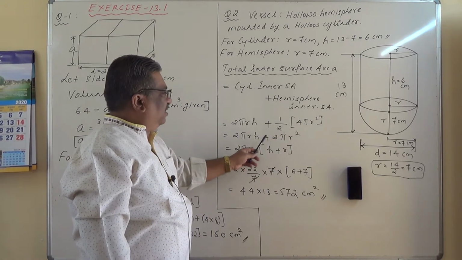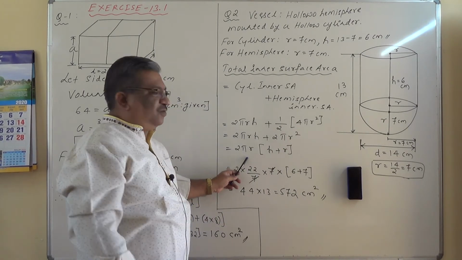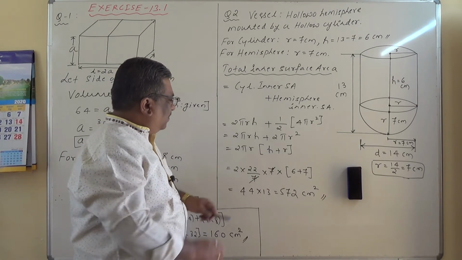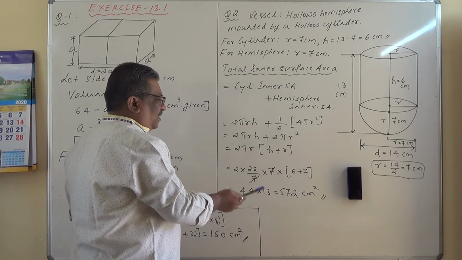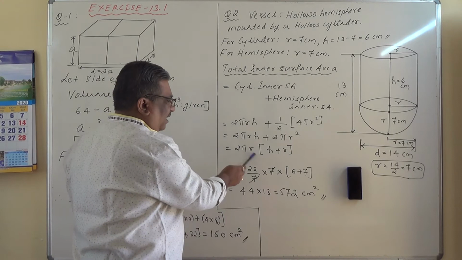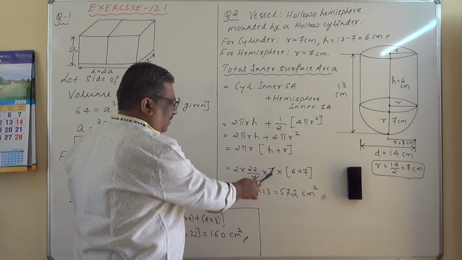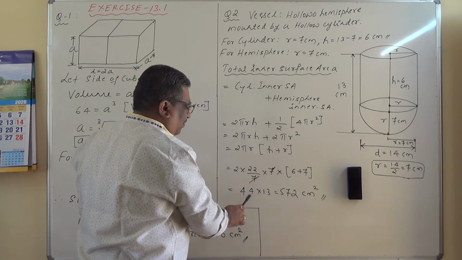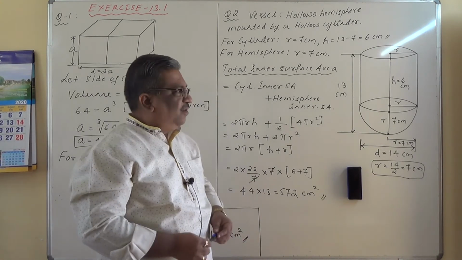So we have 2 pi r h plus 2 pi r square. You take 2 pi r common so that the simplification will be easier, into bracket h plus r. Substitute the values now. I am taking 2 into 22 by 7 because they have not given any specific value for pi. r is 7, into h plus r, 6 plus 7. 7 cancels. 2 into 22, 44. 6 plus 7, 13. 44 into 13 gives you 572 square centimeter. Quite simple one. Make a note of this.